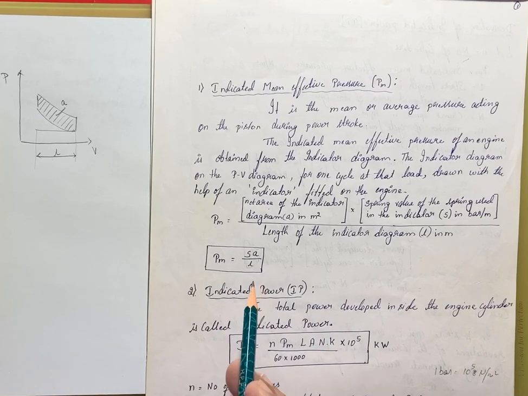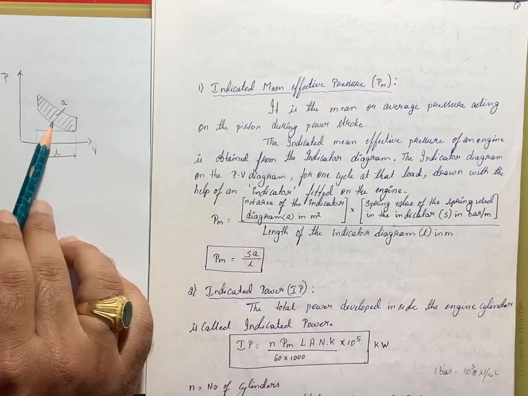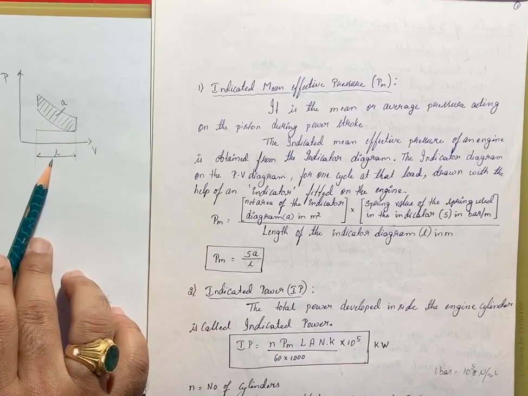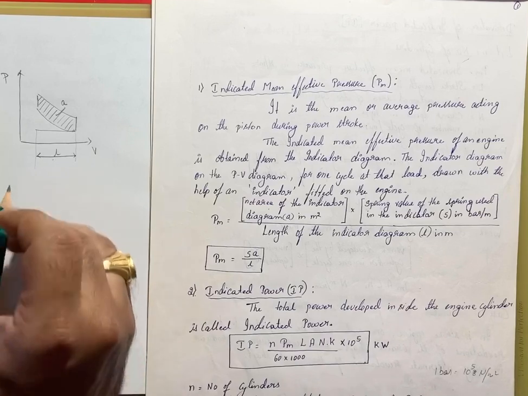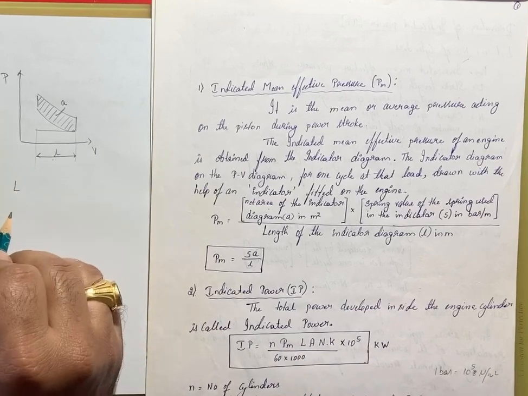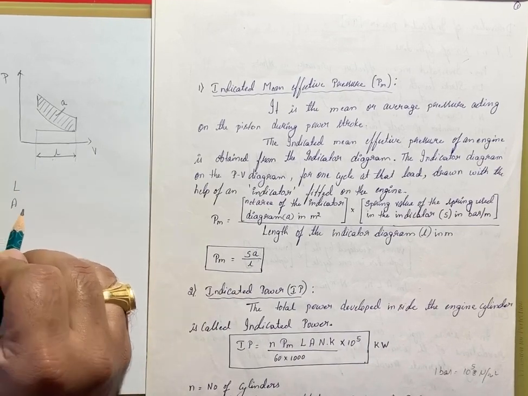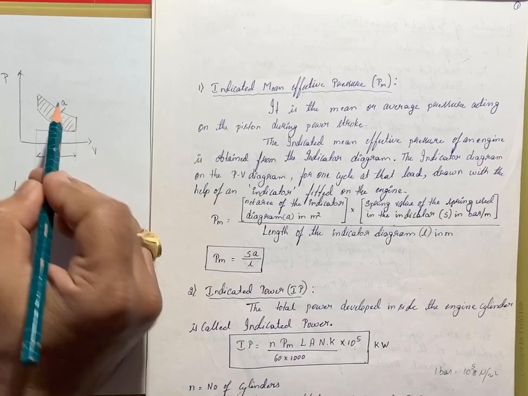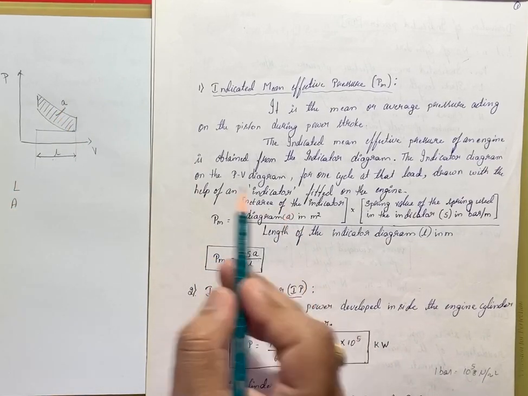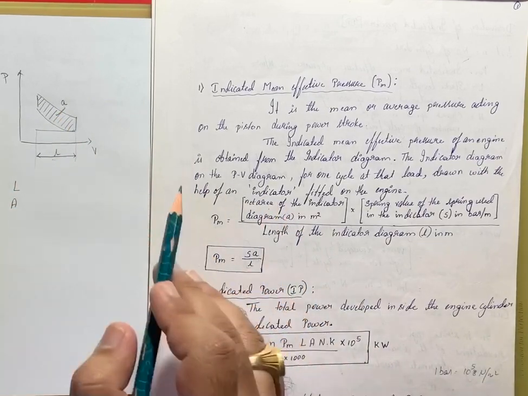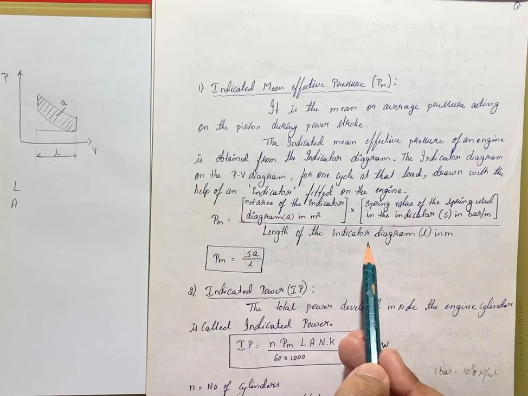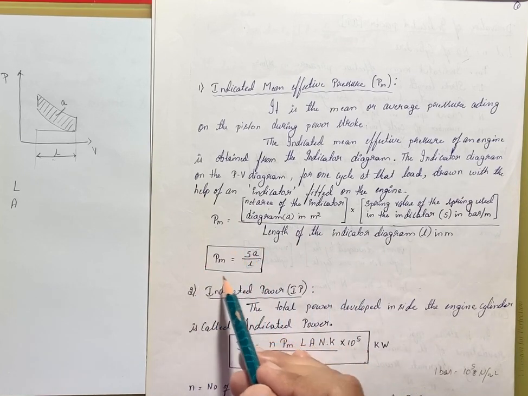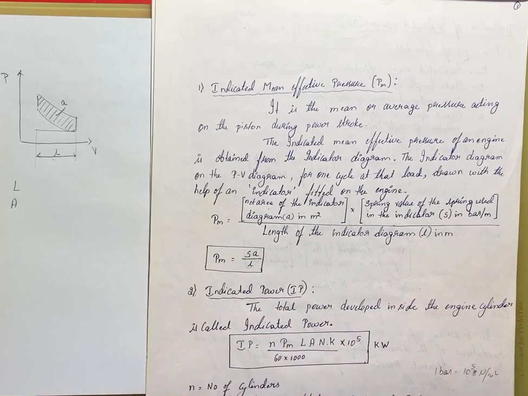For the mean effective pressure, we have the area of the indicator diagram, this area a, and the length of the indicator diagram l. The stroke length is different. Stroke length we will represent by capital L, and the area of the piston or cylinder by capital A. Small letter a is the area of the indicator diagram, and small letter l is the length of the indicator diagram, used only in the mean effective pressure formula.